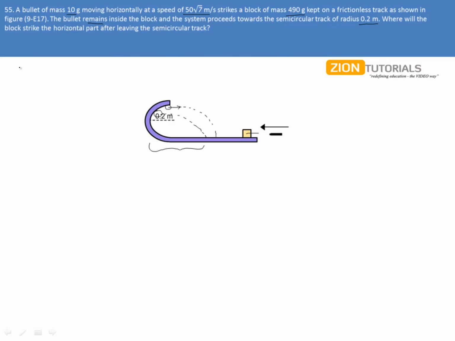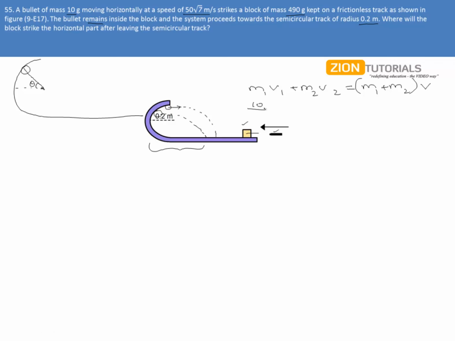So let me draw a bit clearer diagram in which I suppose, just to take the general case, that this block stops at an angle of theta. Let this be theta, right? First of all, let me have the momentum conservation over here, because there is no external force to the system of bullet and this block. So I can write it as m1v1 plus m2v2 will be equal to m1 plus m2, because the bullet remains inside the block, into v.